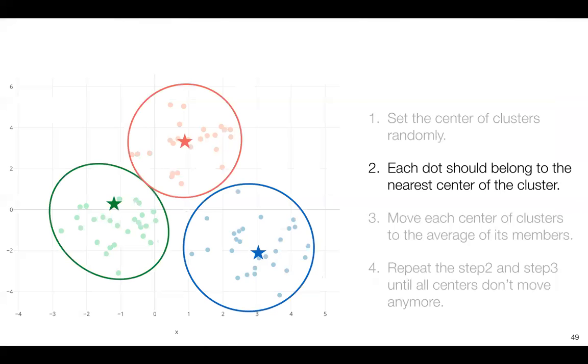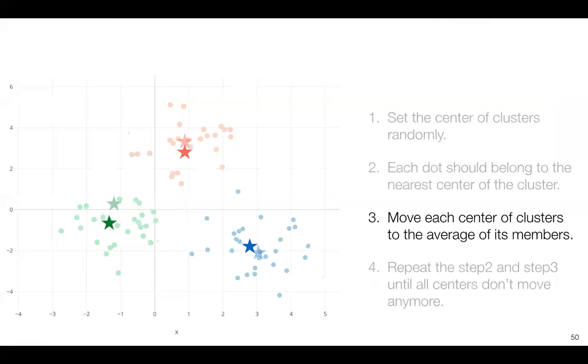Then basically we assign all the dots to the closest stars. And when you change the assignments, those stars, or the centers, want to move to the real center again, based on the reassigned data. And when the star moves, those dots again start finding the closest stars. So the assignment might change again.